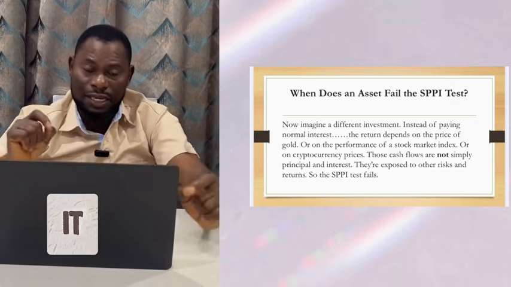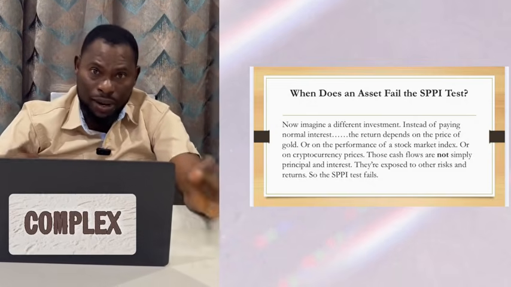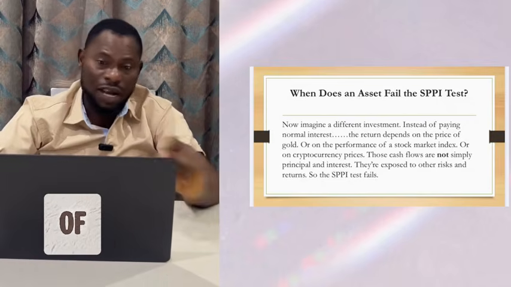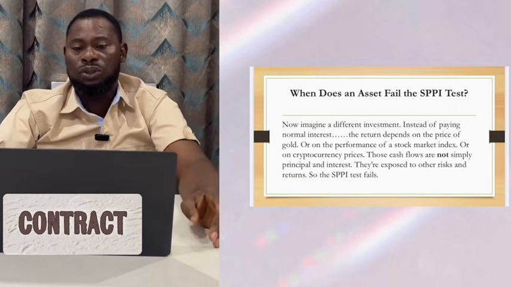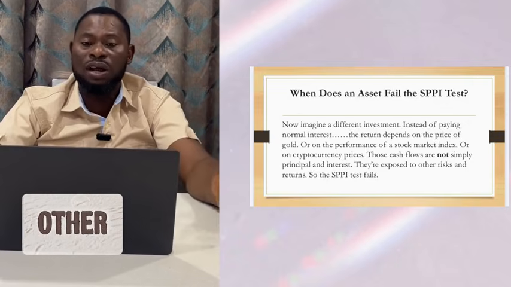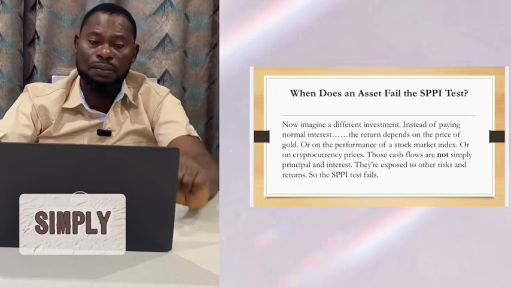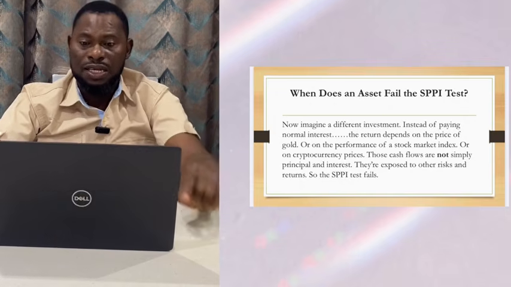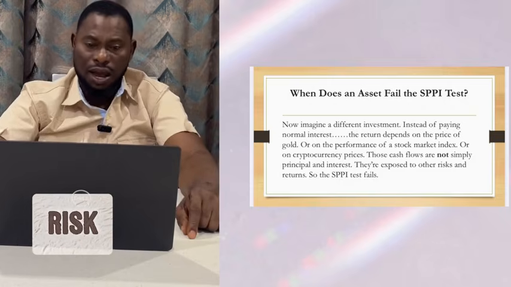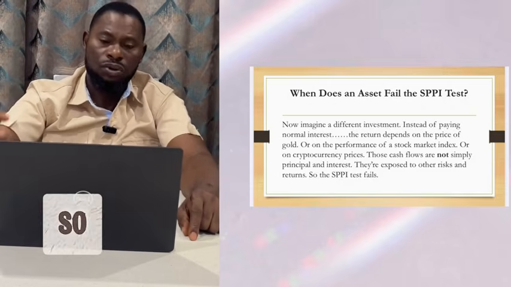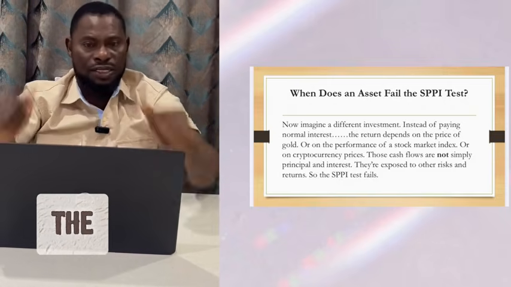You can see that it has lots of other complex adjustments. So because of that, it is not a simple contract. It is dependent on so many other factors. So because of that, we say those cash flows are not simply principal and interest. They are exposed to other risk and returns. So because of that, it will fail the SPPI tests.